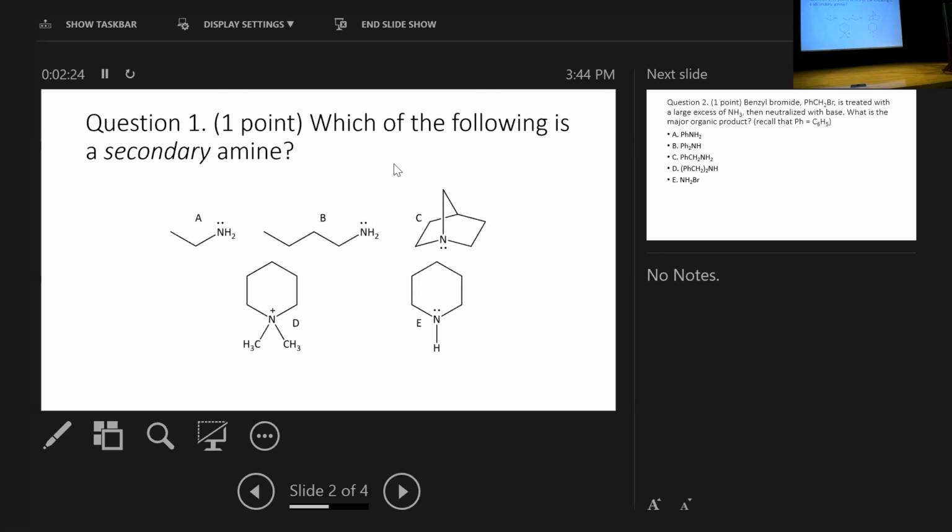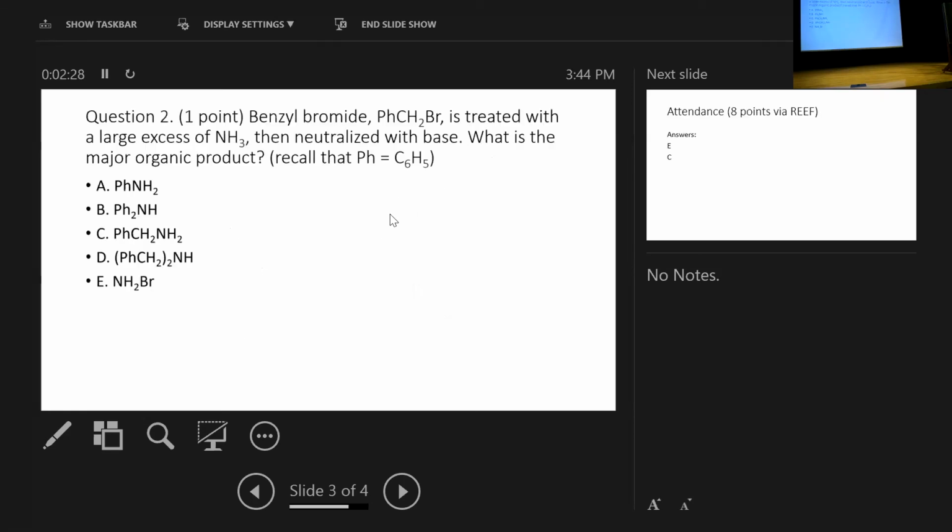This will wind up on eCampus eventually, so you can review with it. And yes, this is going to work. Actually, I think we did this exact one. But benzyl, or something like it anyway. Benzyl bromide is treated with a large excess of ammonia, then neutralized with base. What is the major organic product? Or a large excess of ammonia is treated with benzyl bromide, then neutralized with base. Same thing. We did this in class today.